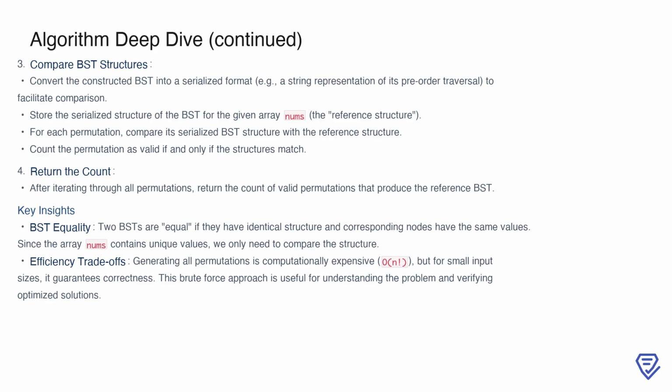The key insight here is that two BSTs are considered equal if they share the same structure in node values, and since the array contains unique values, we only need to compare their structures. It's important to note that this brute force method, while simple and guaranteed to work for small inputs, is computationally expensive due to the factorial growth of permutations. It serves as a baseline for understanding and validating more efficient algorithms.